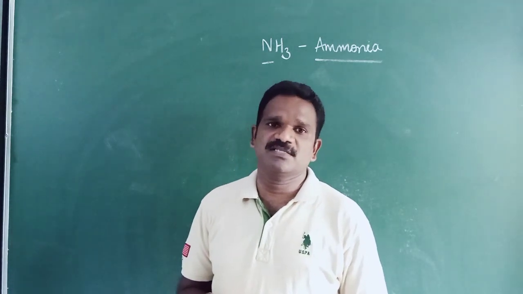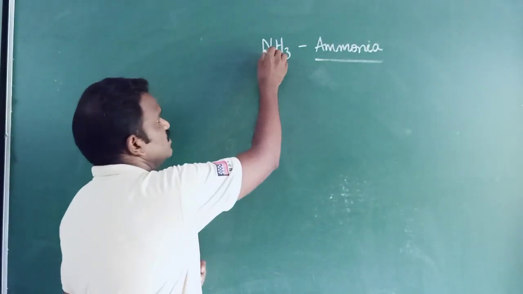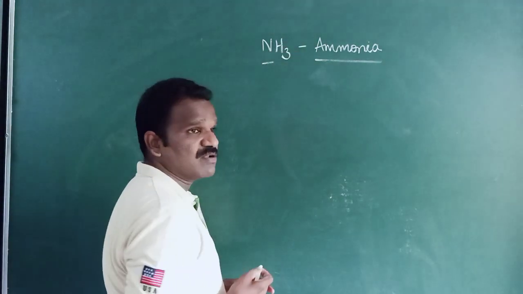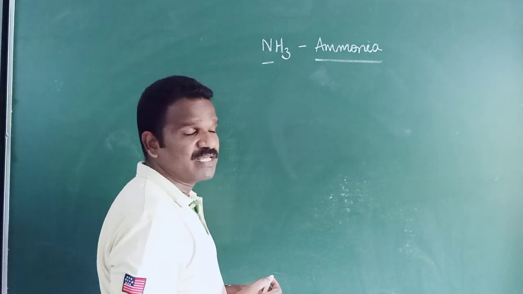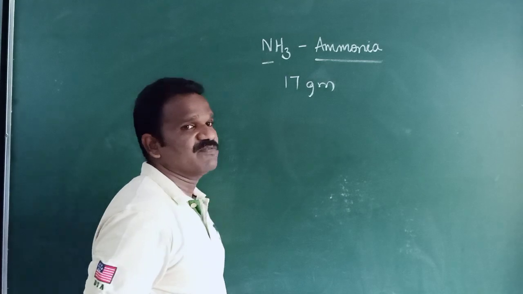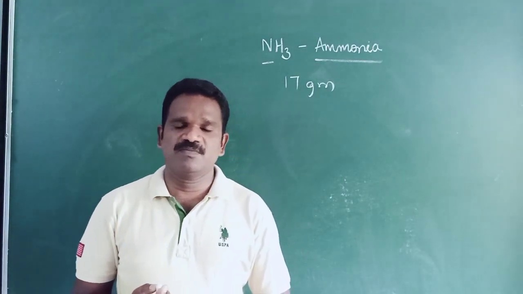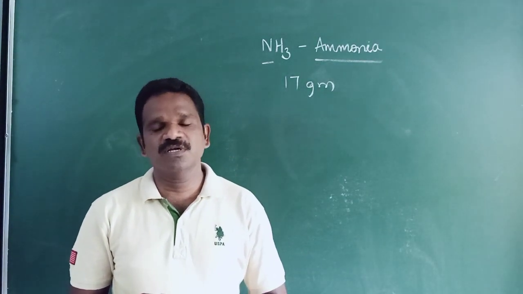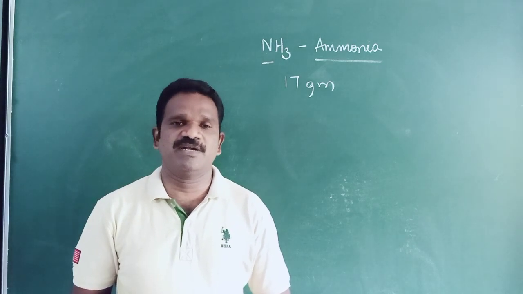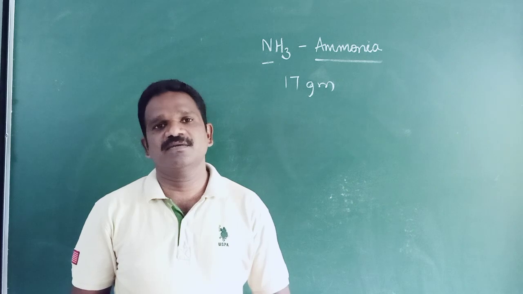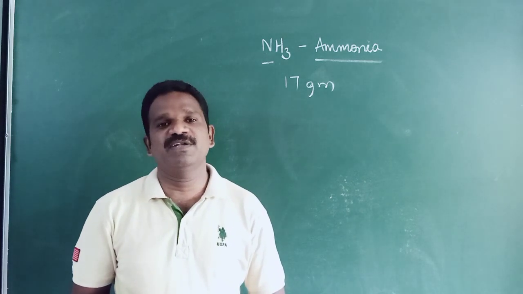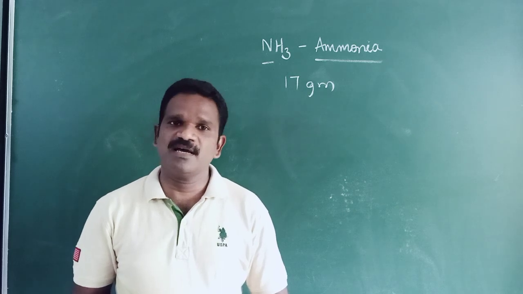Relative molecular mass. Coming to the relative molecular mass, we know the molecular mass of nitrogen is 14 and hydrogen is 1, so 1 into 3 plus 14 is 17. So our relative molecular mass of ammonia is 17 grams. Coming to the bond, what type of bond is present between nitrogen and hydrogen? Covalent bond between nitrogen and hydrogen.